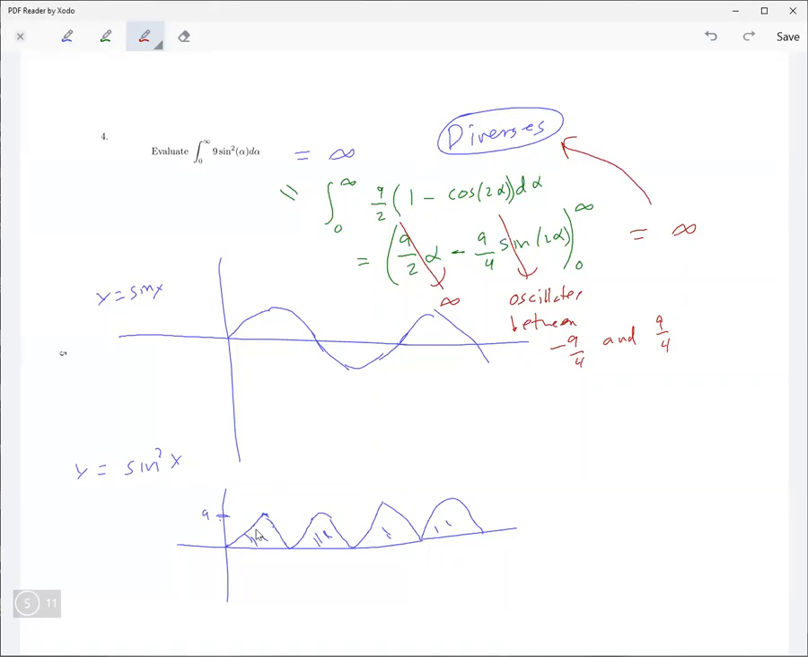But you can also see it from the graph here that each of these has the same area and it's positive. So you're adding up infinitely many because you're just going on and on and on and on to infinity.